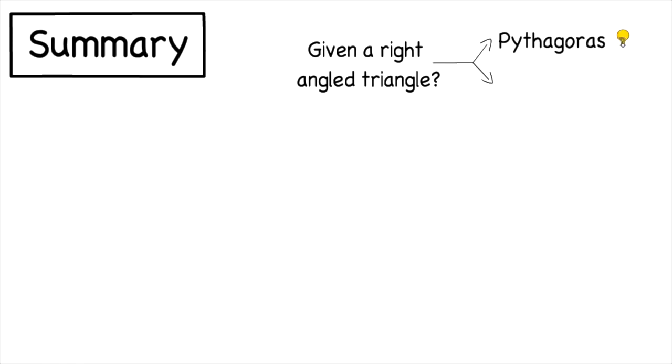Okay, so let's take a look at a quick summary. If you're given a right-angled triangle, the two things that should pop into your head are Pythagoras and SOHCAHTOA. You'll probably be asked to find a missing side or a missing angle, and these are the only two methods that you'll need to do that.